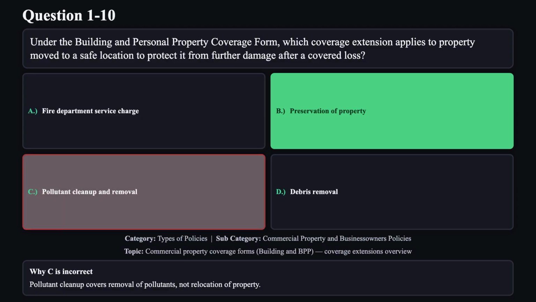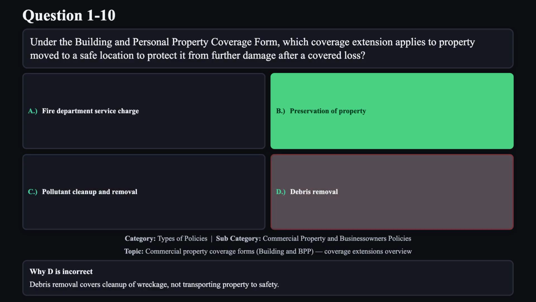Reason C is not correct. Pollutant cleanup covers removal of pollutants, not relocation of property. Reason D is not correct. Debris removal covers cleanup of wreckage, not transporting property to safety.